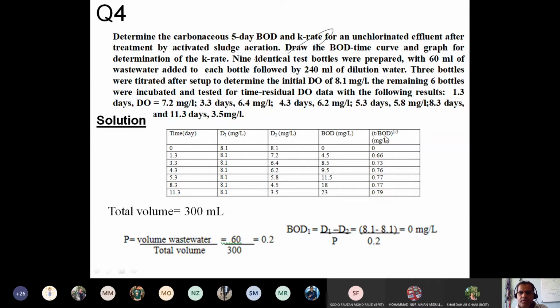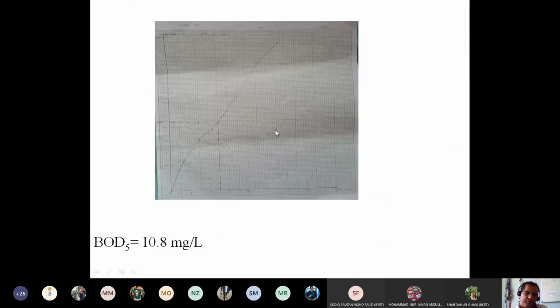To calculate T over BOD all to the power 1 over 3, you take time here, BOD here, and you calculate. Don't forget this, very important. If you don't do this, it will give you wrong results. Be careful again and again. And then I draw time with BOD5, and time with T over BOD all to the power 1 over 3. What I will get, you see here. Sorry, this is by hand, but I will show you one example. You can also use Excel, no problem.